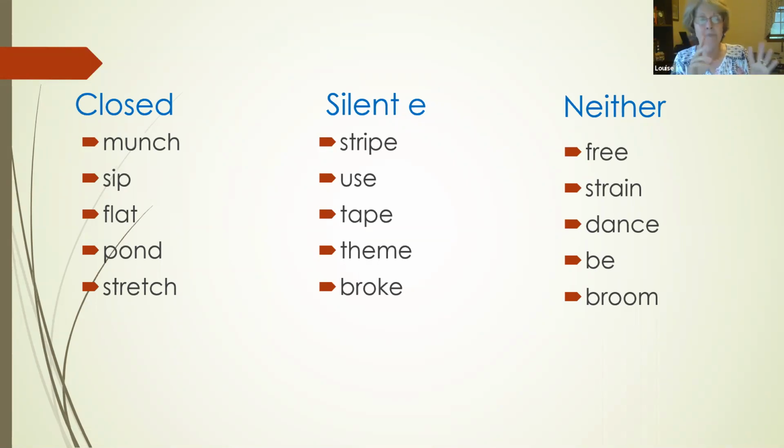And then you would have words on index cards. So munch, sip, flat, and so on. All of these words in all three columns would be on index cards, and they would be all mixed up. And then the task for the child would be to sort them as closed, silent E, or neither. And then for the closed and silent E, they go through and give the vowel sounds, and then they can read the word if they can.